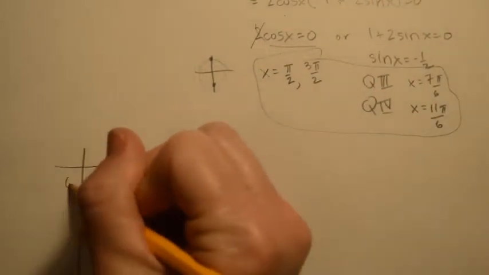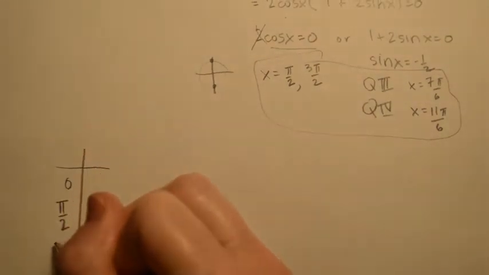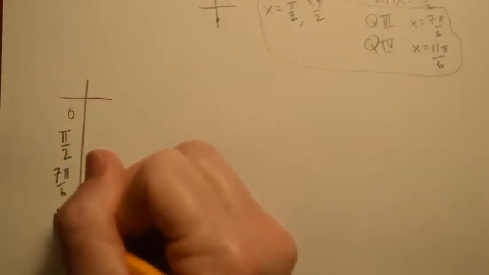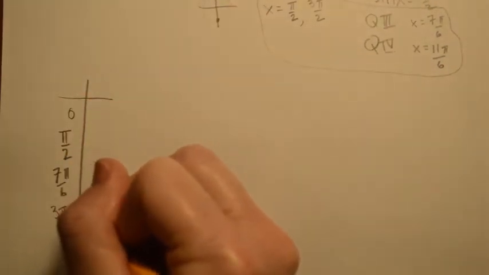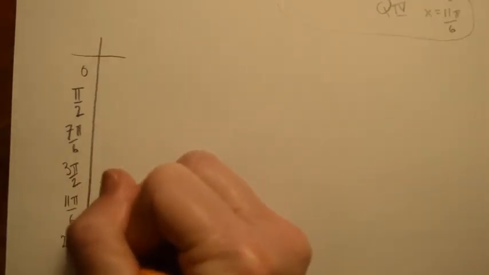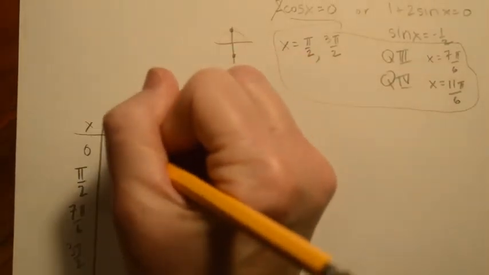So we've got 0, we've got pi over 2, we've got 7 pi over 6. We've got 3 pi over 2. We've got 11 pi over 6. And we've got 2 pi. All right, so here's our x, here's our f of x.